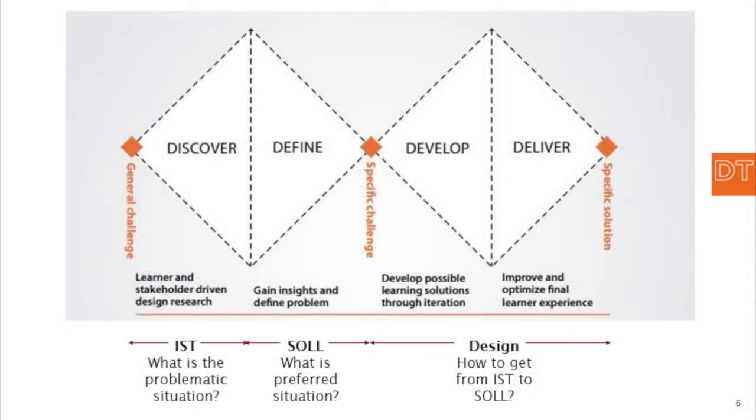This line of reasoning is omnipresent in all the models on design, at least the more rationalistic models. Let's take a look, for instance, at the famous double diamond, which is used over and over again on the internet. It has 4 stages: discover, define, develop, deliver. The first part is basically about what is the existing problematic situation. Define is what is the preferred situation that we would like to go to. And the last 2 stages, develop and deliver, are how to get from the existing situation to the preferred situation.